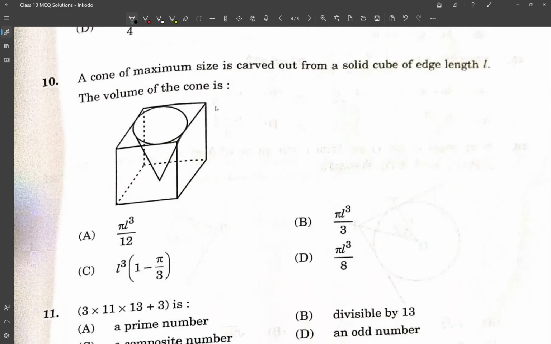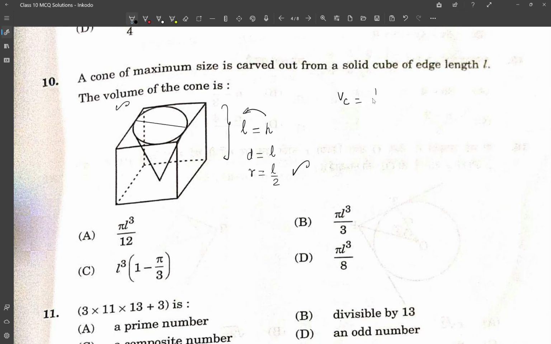Question number 10. A cone of maximum size is carved out from a solid cube of edge L. Okay. So the height of the cone is also equal to L, and also the diameter of the cone should also be L. Now the radius would be L by 2. So we have the radius, we have the height. Using this, we can find the volume of the cone.